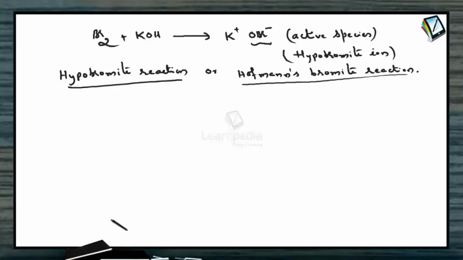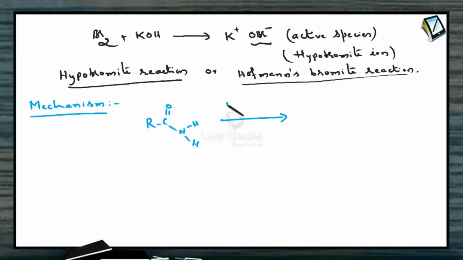Then what is the mechanism by which this reaction goes? When we take this amide RC double bond O NH2, the two hydrogens are attached to nitrogen, which is a more electronegative atom, and it is allowed to react with bromine in the presence of alkali, OH minus. This OH minus will come and attack this H plus. Therefore, water is eliminated in the first step to give RC double bond O NHBr. N-bromoamide becomes the product in the first step.